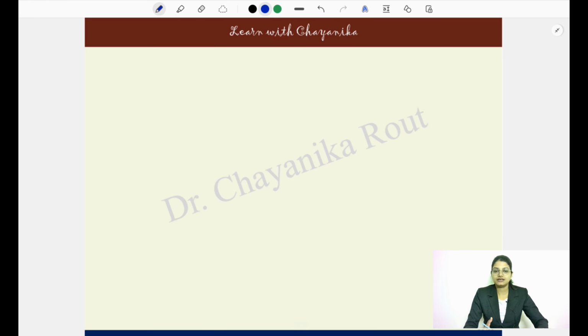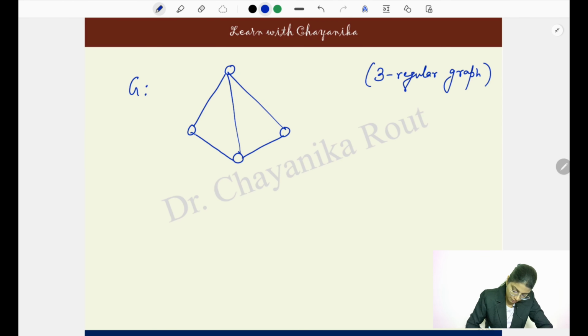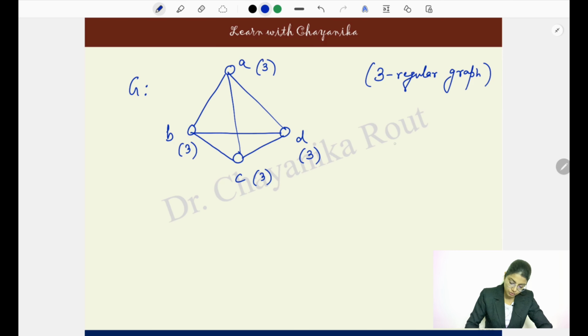Now let's check the result of this corollary with an example. We need a k regular graph, so let us take a 3 regular graph. Every vertex should have degree 3. So I can make a K4. I know K4 has every vertex of degree 3. So this is A, B, C, D, every vertex is having degree 3. So here my k is 3 and the number of vertices, that is n, is 4. And what is nk by 2? nk by 2 is 4 into 3 by 2, that is 6.